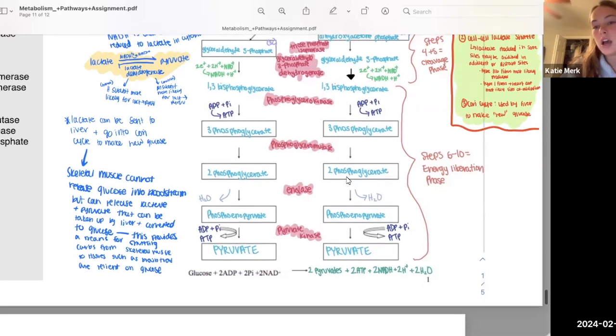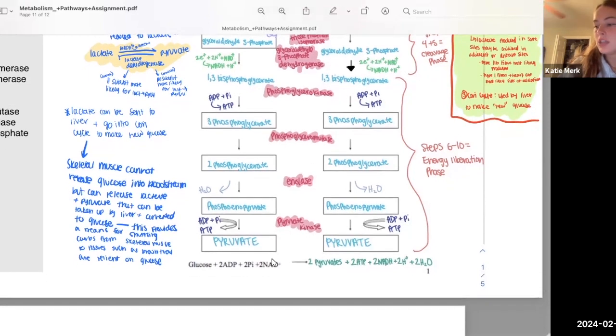And then enolase produces water and converts it to phosphoenolpyruvate. And then we make another ATP via the pyruvate kinase, and we end up with pyruvate, which is a 3-carbon molecule. And this is the energy liberation phase as we are making ATP.